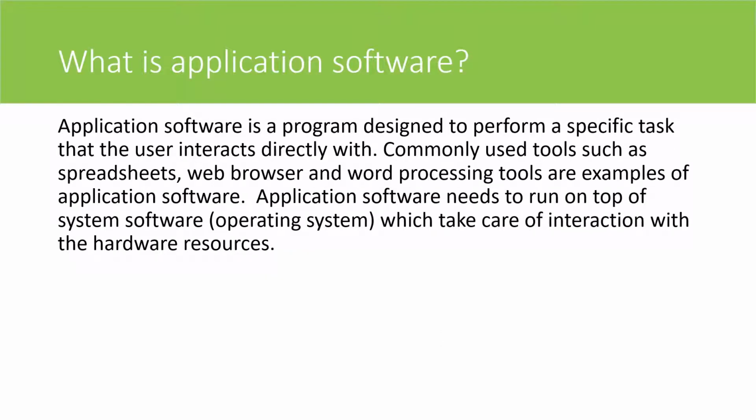So application software are the programs designed to perform a specific task that the user interacts directly with. Commonly used tools such as spreadsheets, web browsers, word processing tools are all examples of application software. Application software needs to actually run on top of system software, particularly the operating system, which takes care of the interaction with the hardware resources.